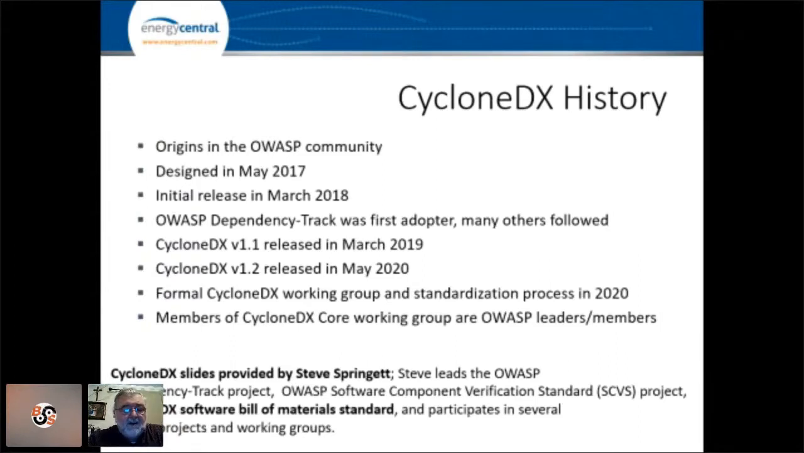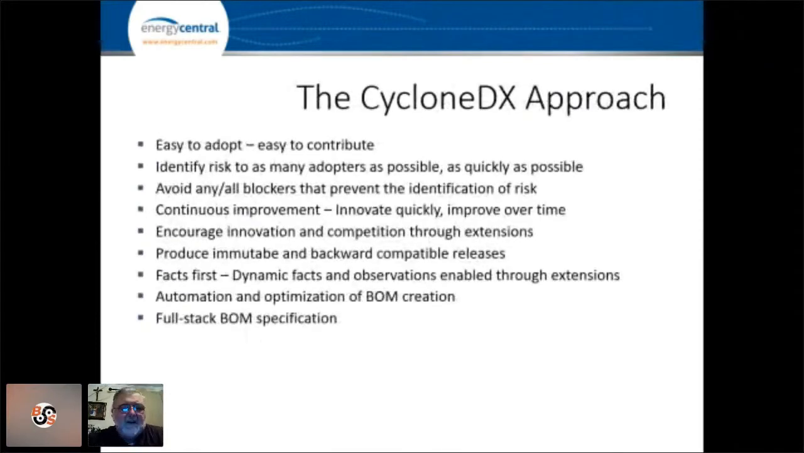As you can see here, he gives a little bit of history about where Cyclone DX came from. It started with the OWASP Dependency-Track, and we're now at Cyclone DX version 1.2. I believe they're getting close to 1.3, so we may see that before the end of the year. I'm not entirely sure, but I know they're working on it. And you see down below, I tell you about all of Steve's credentials. He's the real McCoy. He's the guy that knows Cyclone DX better than anyone on the planet, so he'd be the guy to go to.